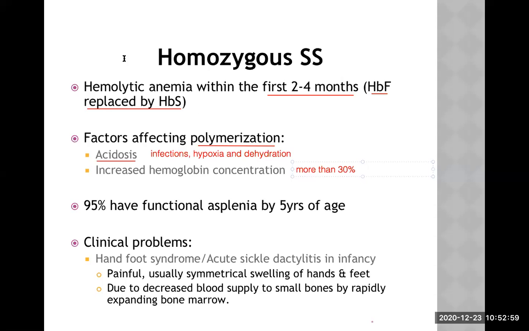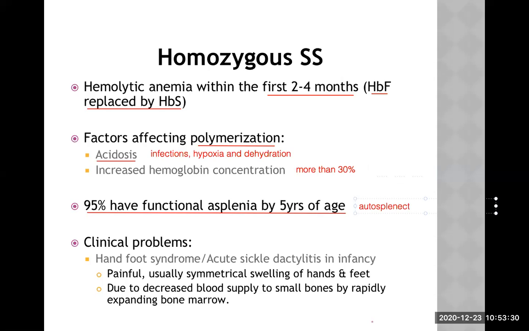Now, let's move further. This is a very, very important point. 95% of the children develop functional asplenia by 5 years of age. By the time they reach 5 years of age, 95% of them have already lost the function of the spleen. This is known as functional asplenia, or it is also known as autosplenectomy.